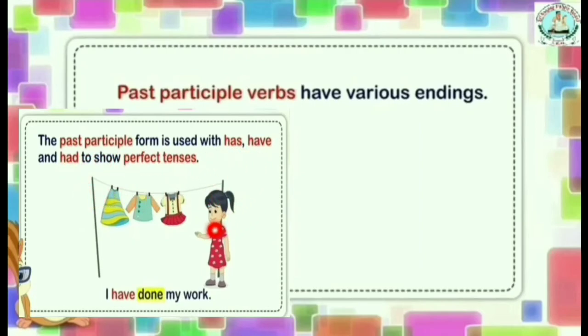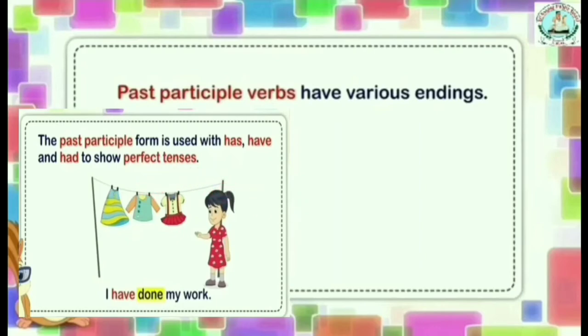For example, look here. I have done my work. Here this is present perfect tense. Here done is the past participle form of the verb. Do you know the base verb of done? Do. Do is the base verb. Do, did, done. Is it clear? So the past participle form is used along with the helping verb in perfect tenses.